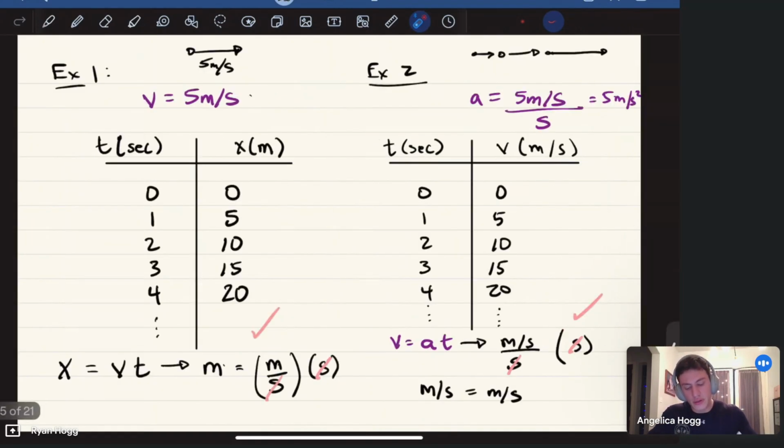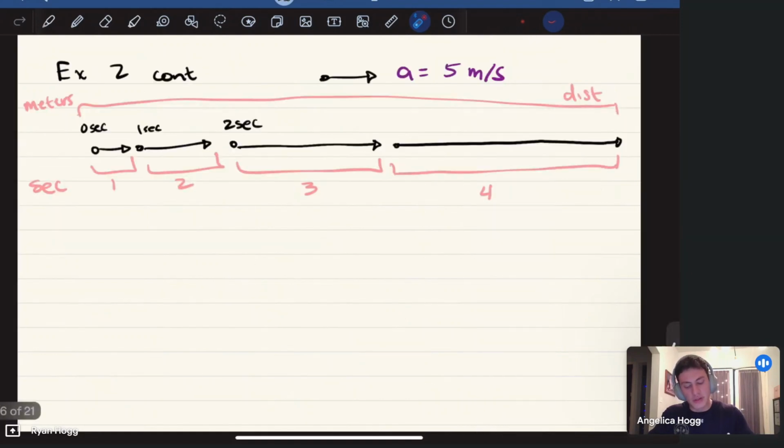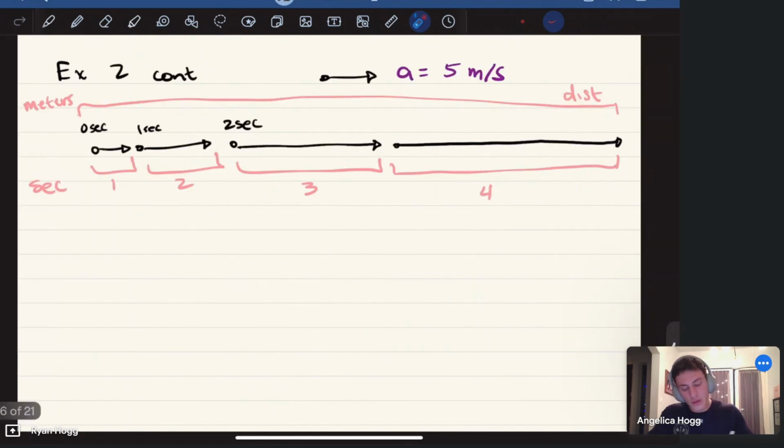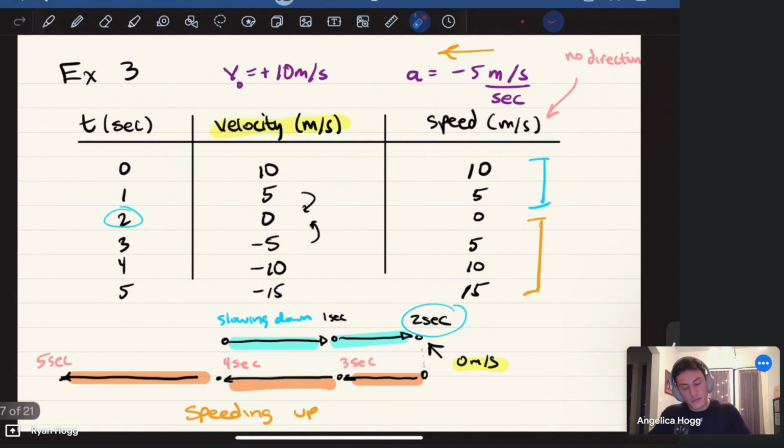Here are 2 examples. In this example, we had a constant velocity, and so our distance was changing in a linear fashion. And then here we have our acceleration, which is constant, and so our velocity was changing in a linear fashion. Here's an example of example 2 right here, where we had an acceleration of 5 meters per second. We were getting faster and faster and faster, each of these lines being the distance covered in 1 second, 2 seconds, 3 seconds, 4 seconds.